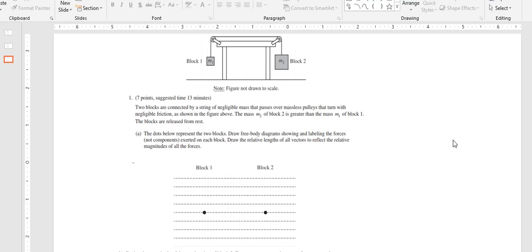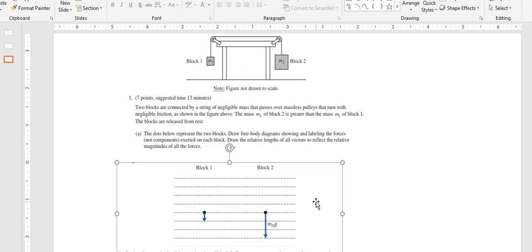Okay, so this would be a good example of an arrow that would represent the weight of block 2. So notice what I did here. I put M subscript 2 g. That's important because I am going to have two weights on here, the weight of 1 and the weight of 2. So that subscript goes on the M because the gravitational field doesn't change because they're both presumably on Earth.